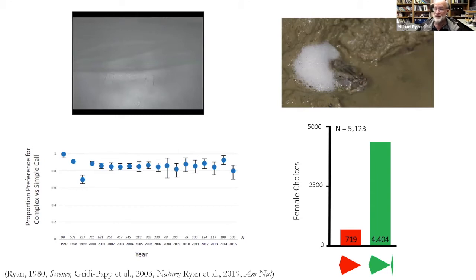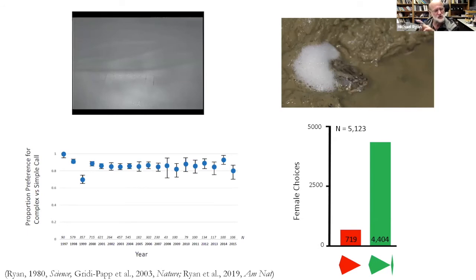Now this is pretty amazing because the male has to make the whine first, and then all he does is add a little burp at the end of it, and his sexual attractiveness goes up 500%. So if you think of us, what could we possibly do to ourselves to increase our sex appeal 5-fold? And if there were anything, how expensive would it be? For these guys, energetically, it does not cost anything to add a chuck.